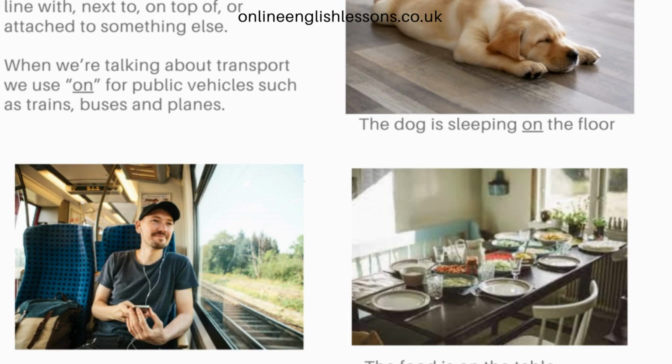The preposition on is used to position something in line with, next to, on top of, or attached to something else. For example, the dog is sleeping on the floor and the food is on the table. However, when we're talking about transport, we use on for public vehicles such as trains, buses, and planes. I love travelling on trains.